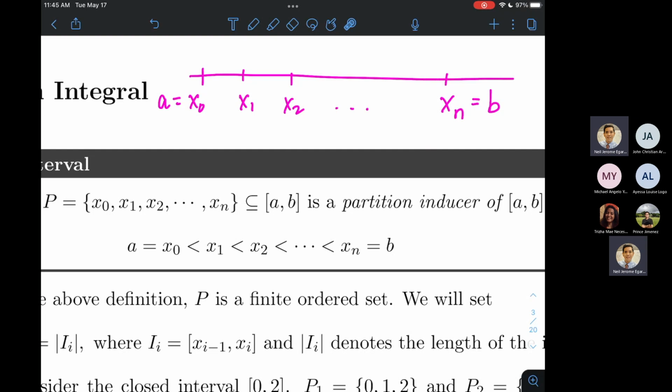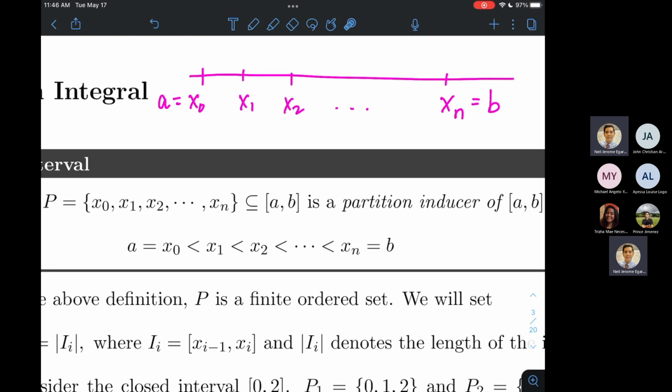Tinawag ko siyang partition inducer kasi itong mga finite points na ito, nakakapag-generate sila ng partition ng closed interval AB. So tandaan nyo ba yung ibig sabihin ng partition? Pa-reciting ko kaya si Prince saka si Trisha kasi students ko sila ng 101 last semester, so dapat alam nila kung ano yung partition. We say ang isang collection of sets is a partition of a bigger set if disjoint yung mga sets na nasa family. Tapos ang union nila ay yung buong set mismo.